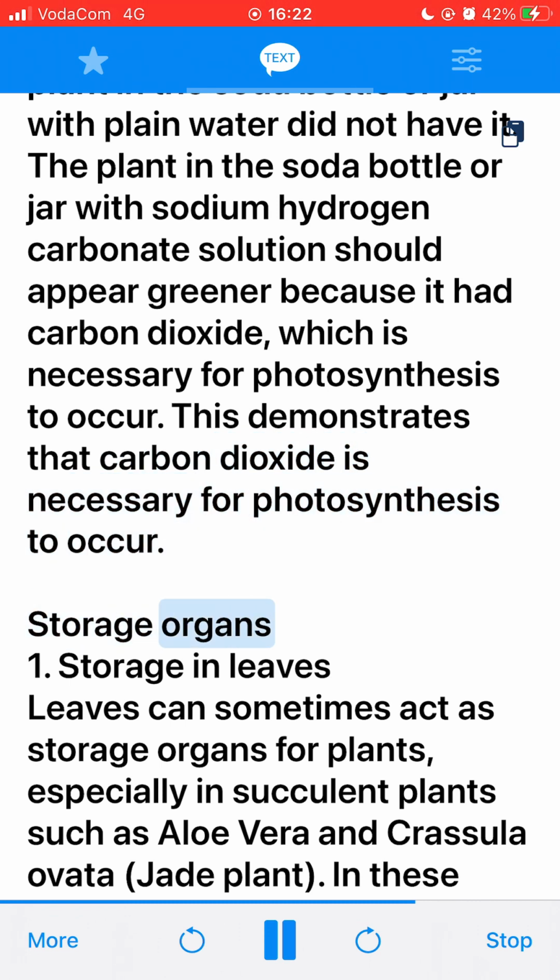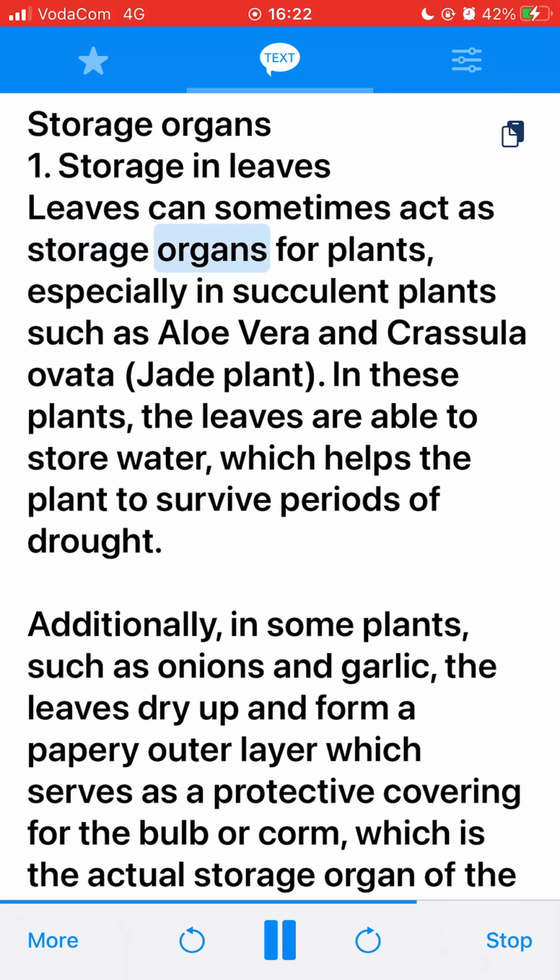Storage organs. 1. Storage in leaves. Leaves can sometimes act as storage organs for plants, especially in succulent plants such as aloe vera and Crassula ovata, the jade plant.